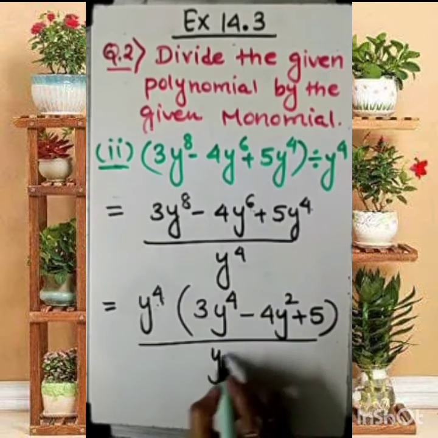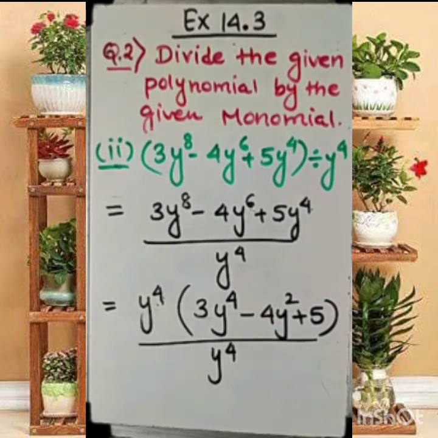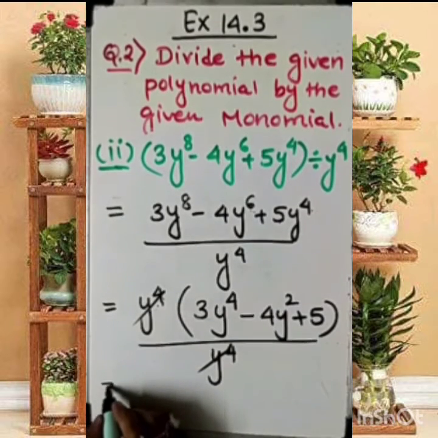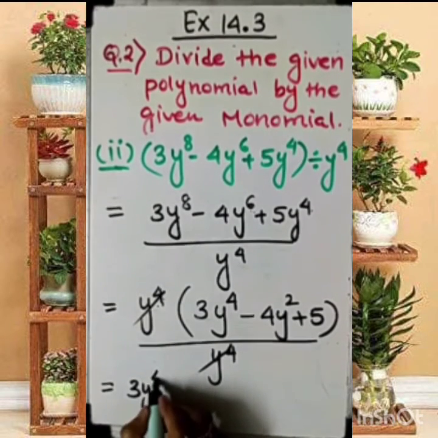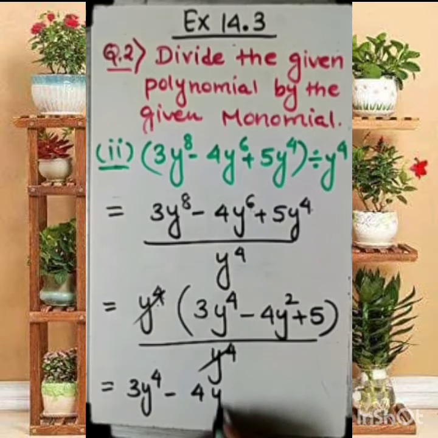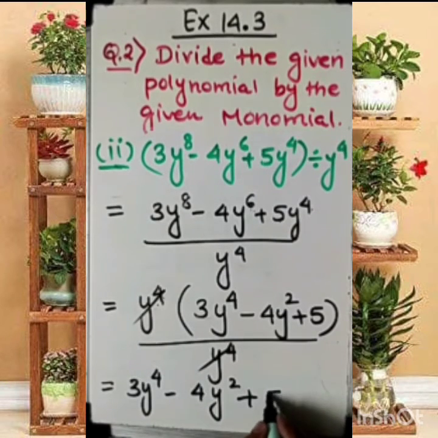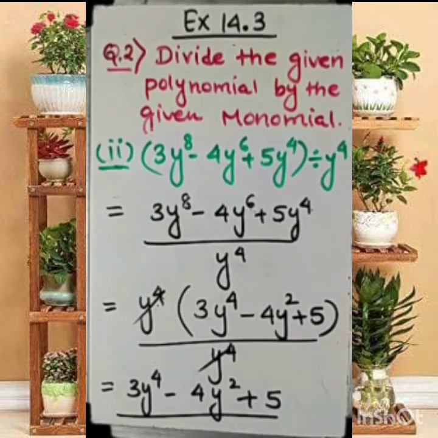In the denominator y to the power 4 is given, so this will be cancelled with this. So what is left with us? It will be 3y to the power 4 minus 4y square plus 5. So, my dear student, this is the complete solution for the second.